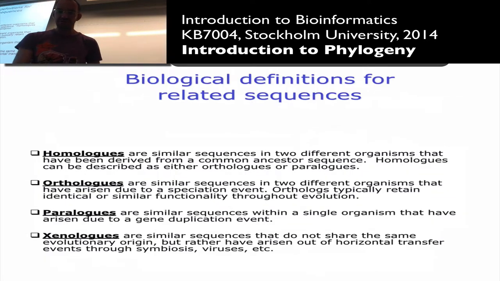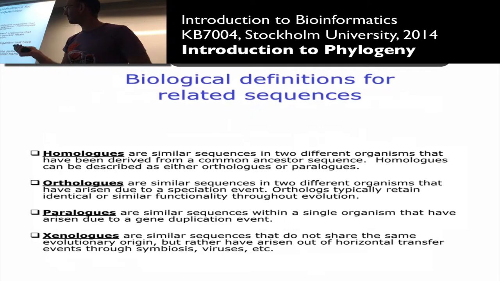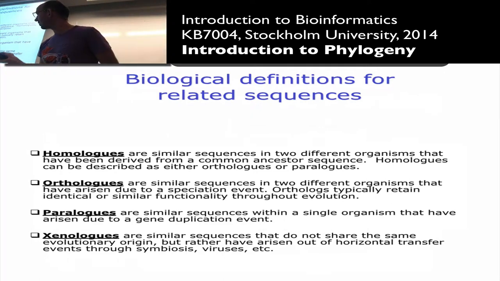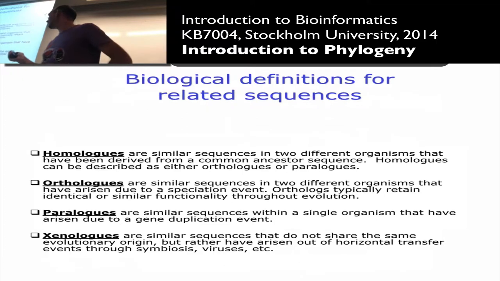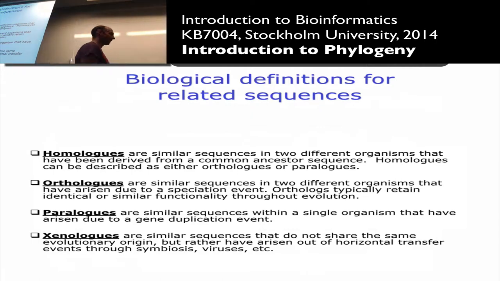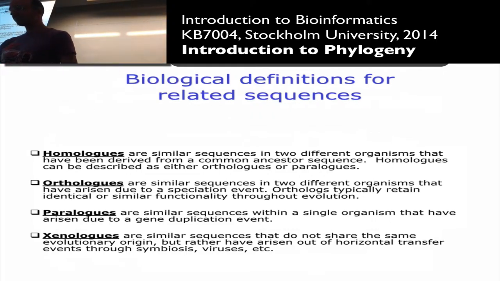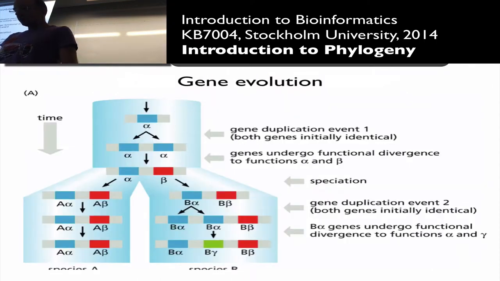As I said, this is an important concept. Orthologs are similar sequences in two different organisms that have arisen due to speciation events. They were just the same gene, but in two different species. Orthologs typically retain an identical or similar function even throughout evolution. Paralogs are similar sequences within a single organism that have arisen due to a gene duplication event. We can skip xenologs. This is basically if the gene comes from another organism. It happens, but that's a very big complication. So you can look at it like that.